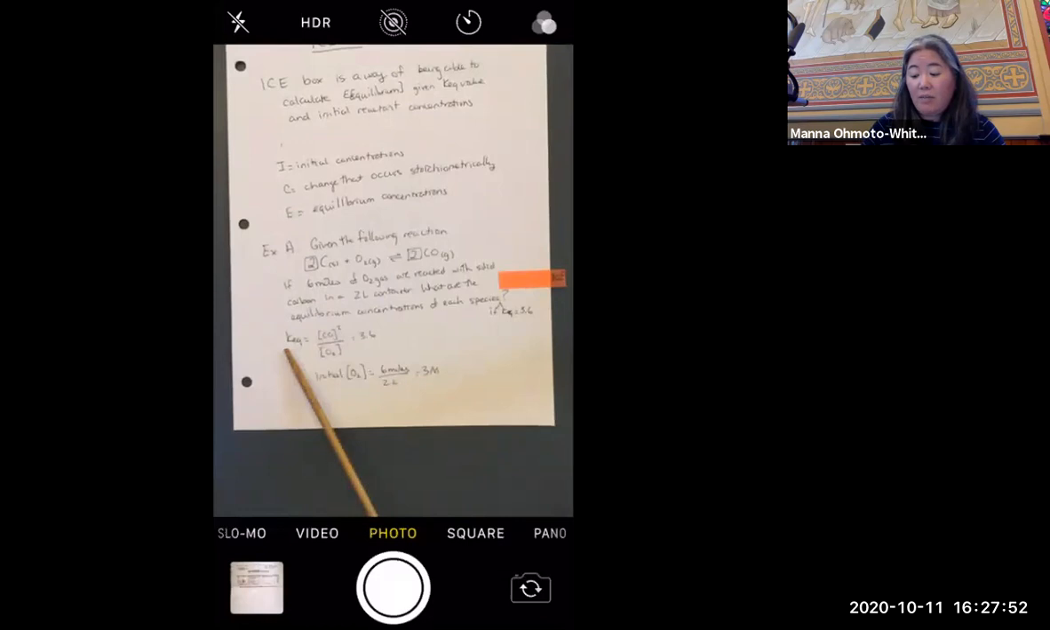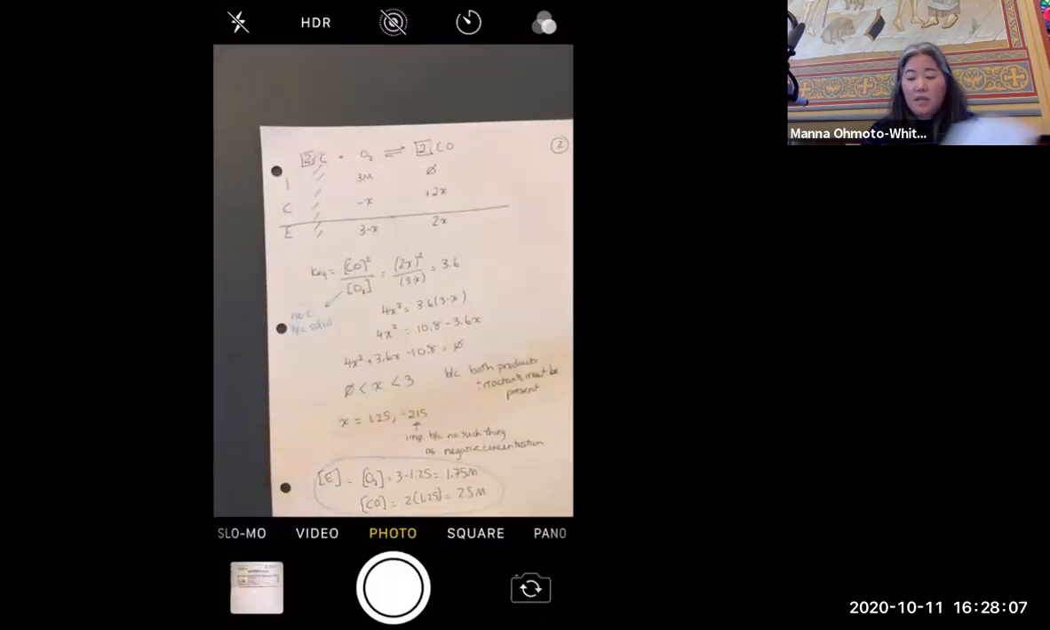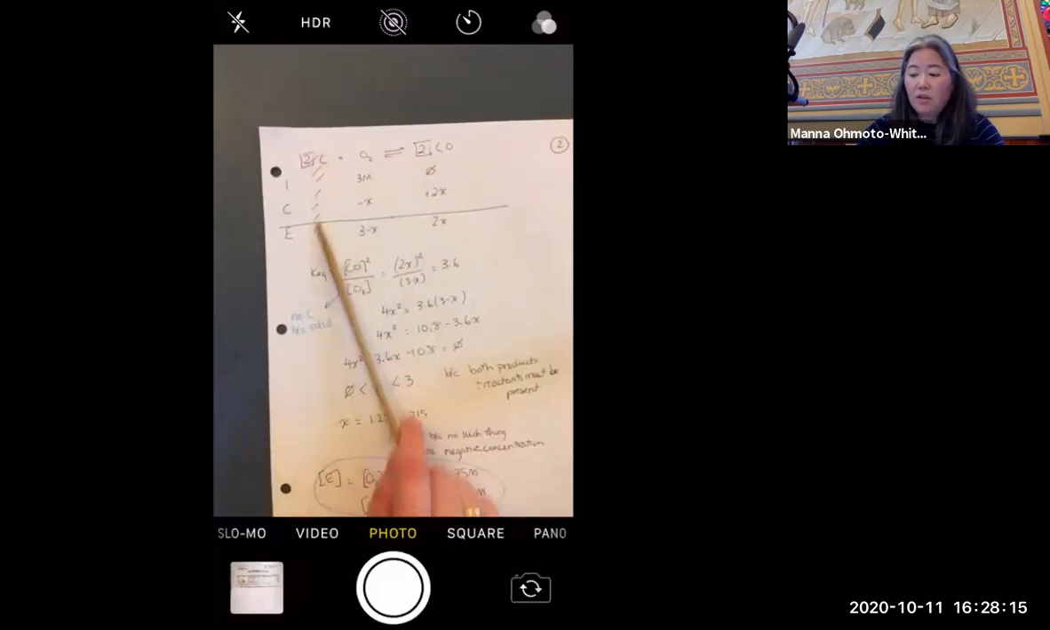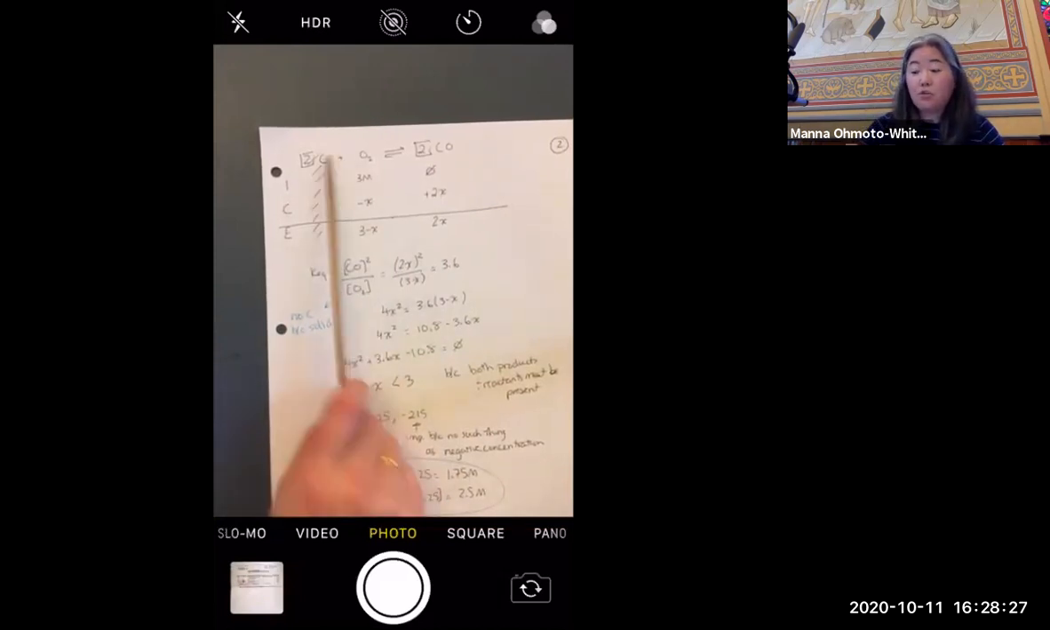Again, I have my Keq expression. It's equal to 3.6, which is given. I take out the solid, and I have to convert anything that is not already in concentration units. So the first thing I do is write out the equation: 2C plus O2 yields 2CO. I go ahead and cross out the carbons because they're not going to be part of my equilibrium expression. I just cross it all out so that my future self doesn't make a mistake and start going in circles.